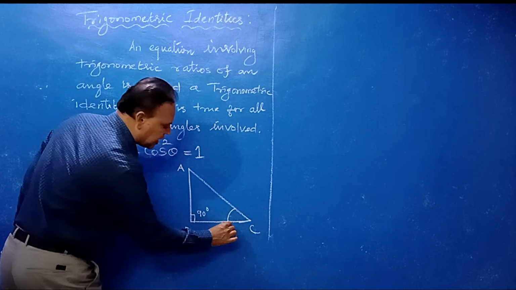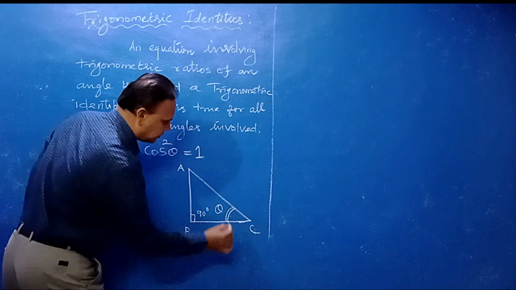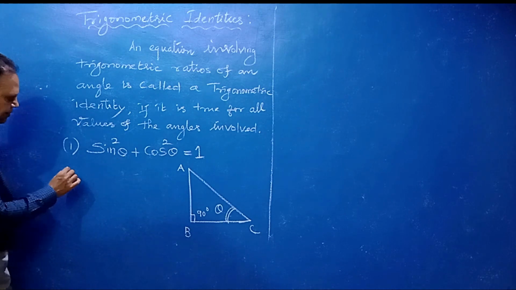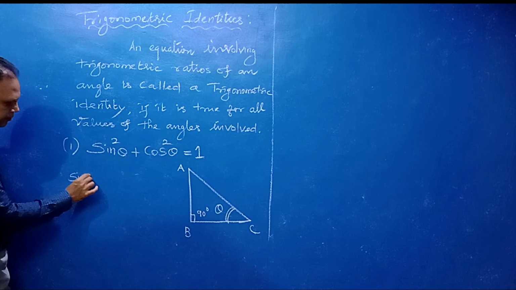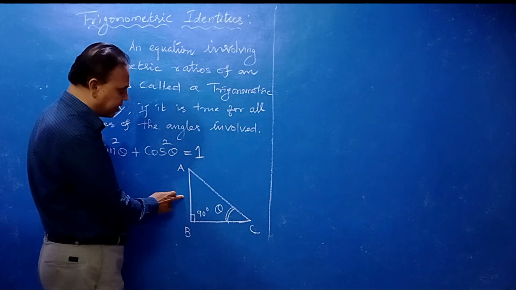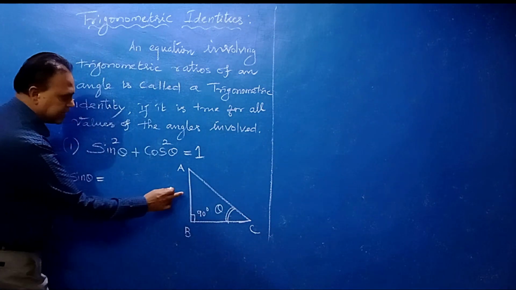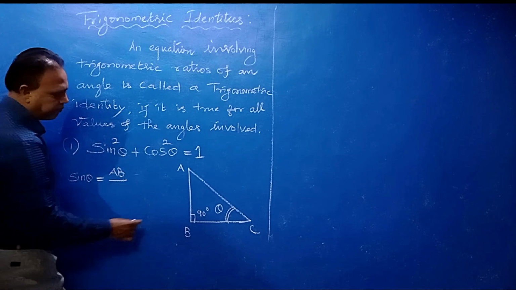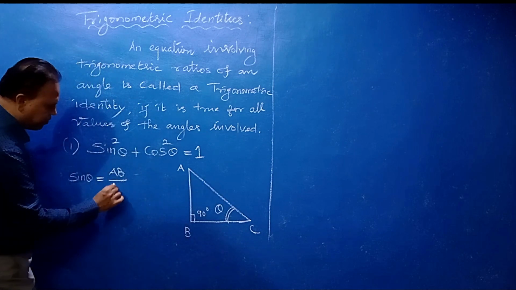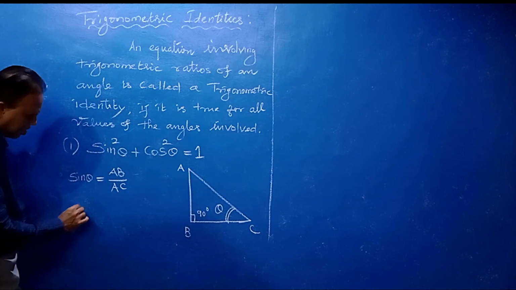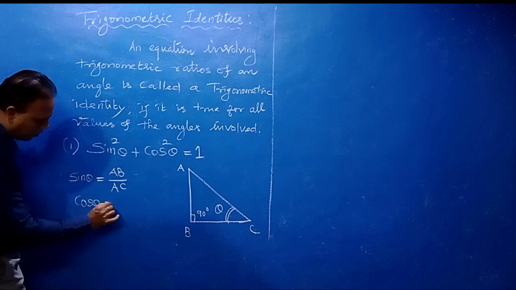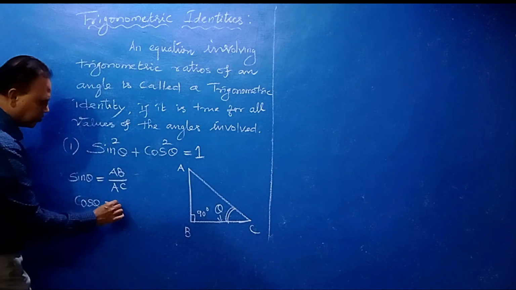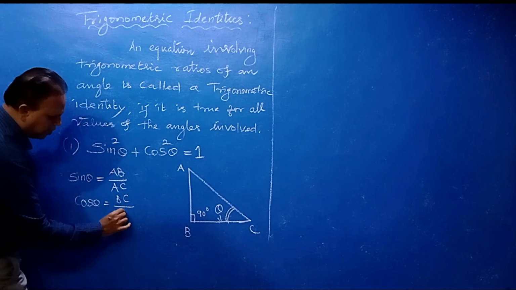For our convenience, you take this as theta. First, in the left hand side you see sin theta is there. Sin theta means opposite side by hypotenuse side. So the opposite side is AB by AC. Then cos theta. What is cos theta? Adjacent side, BC, by hypotenuse side, AC.